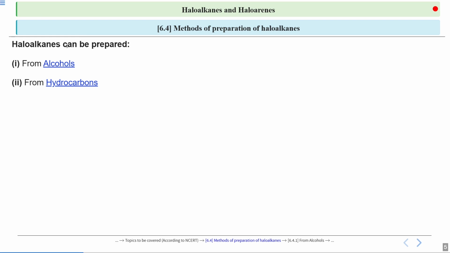The second preparation of haloalkanes is from hydrocarbons, and the third is from halogen exchange. So these three are the major methods for the preparation of haloalkanes: from alcohols, from hydrocarbons, either alkanes or alkenes, and then from halogen exchange.